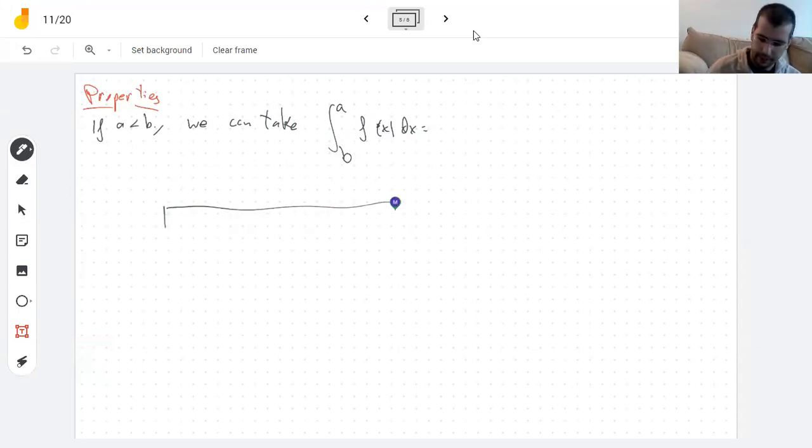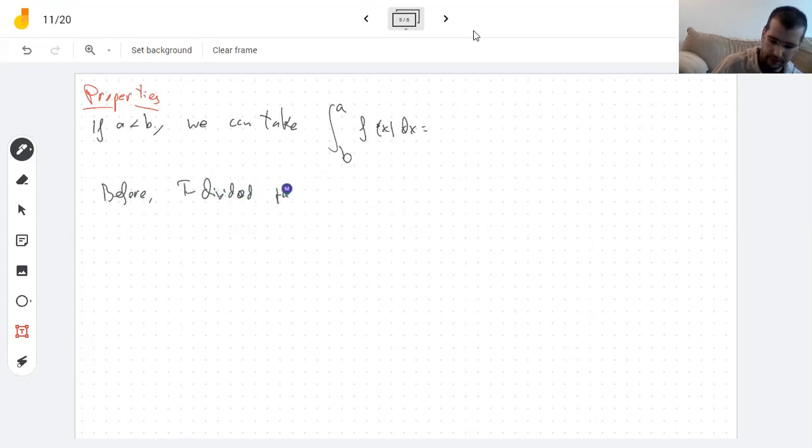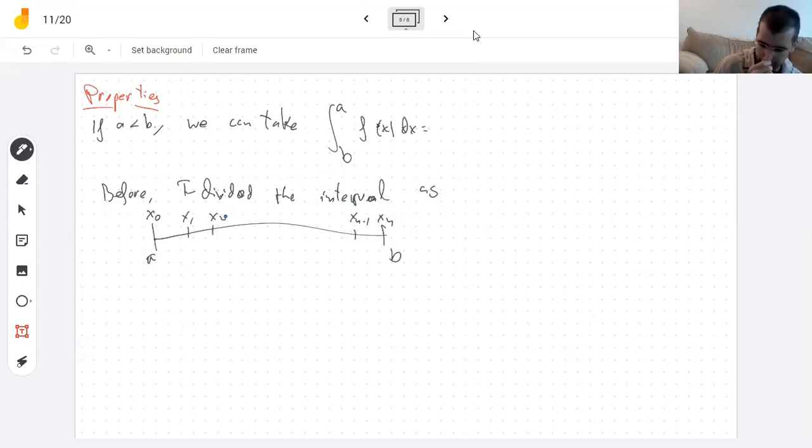So if you take, so before, I divided the interval, I was making A be the first division, x0 to xn. And this was x0 plus delta x, or a plus delta x, a plus 2 delta x. Remember that delta x was a step we were taking. And the length was the total length divided by n.